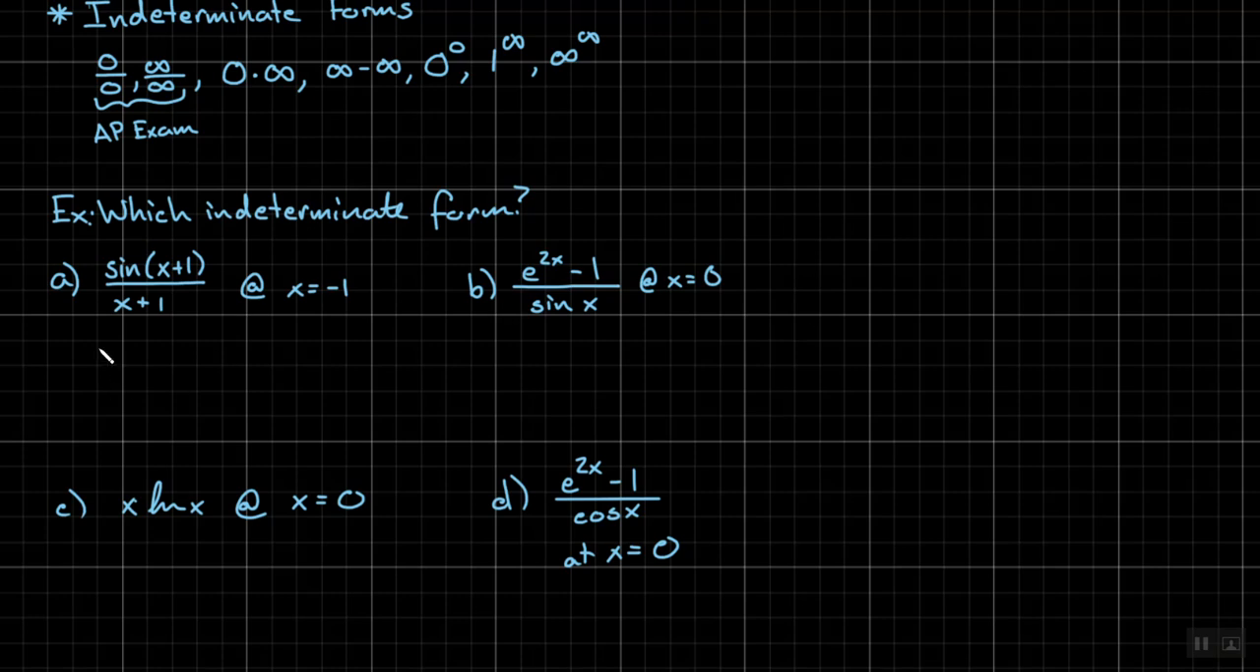Okay, deal. So when we plug in here at -1, we get the sine of 0, which is 0. So this is a 0 over 0, right? Indeterminate, easy. This one, we get e to the 0, which is 1 minus 1 over the sine of 0. That's a 0 over 0 situation again.